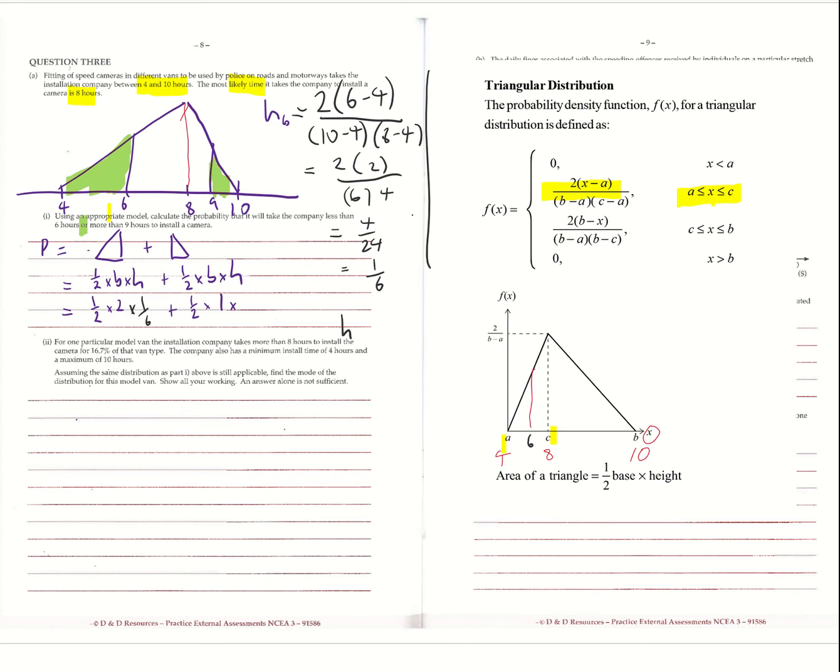For the other one, I'm going to have to find the height at 9. Because it's on this side, with my X value at 9, I'm going to use this formula because it's between C and B. So it's 2 times B, 10 minus 9, which is 1, over B minus A, which is 6, and B minus C, 10 minus 8, which is 2. So I've got 2 on 12, which is 1 on 6. It's the same height. Maybe I could have worked that out. Alright, so there we go.